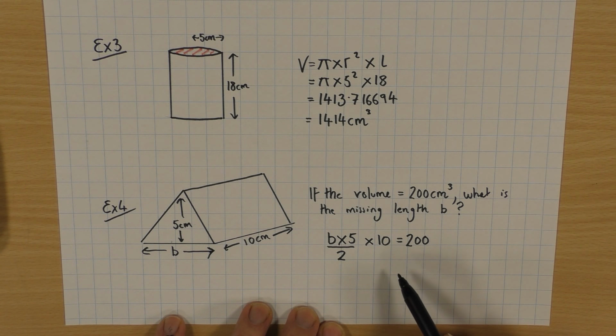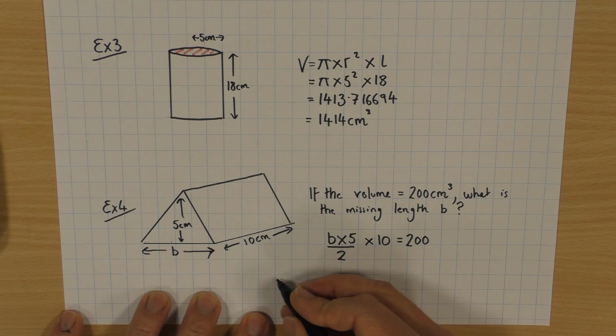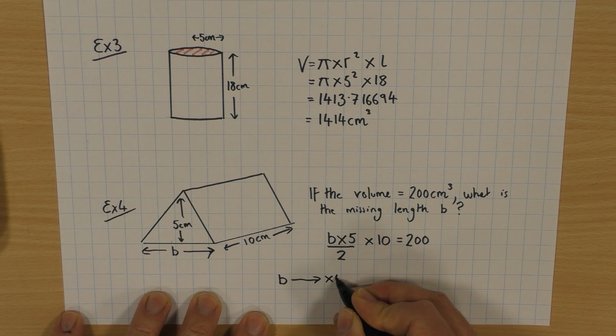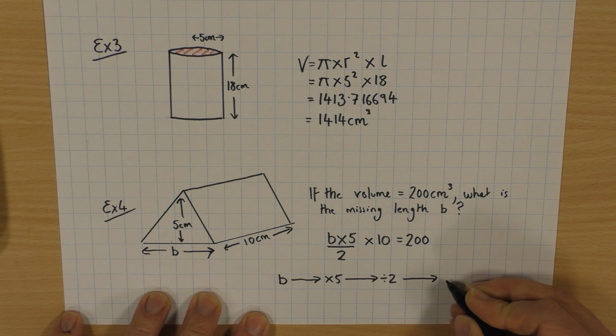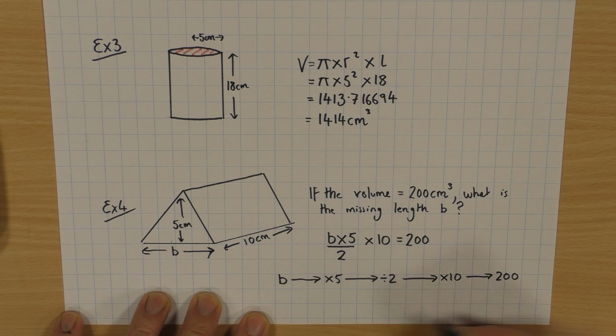What I've got to do is work out the missing length B. So it's an equation in effect. We're going to try and solve that equation. We're going to use our flowchart method. So I start with the unknown. What's the first thing I've done? I've multiplied by 5. The next thing I've done is divide by 2. And then I've multiplied by 10. That gives us 200.